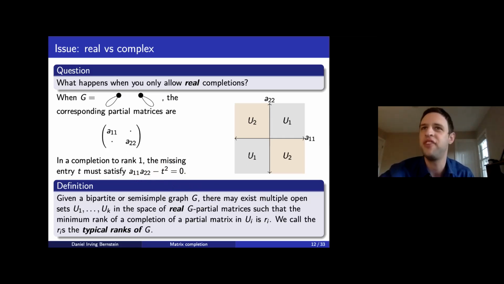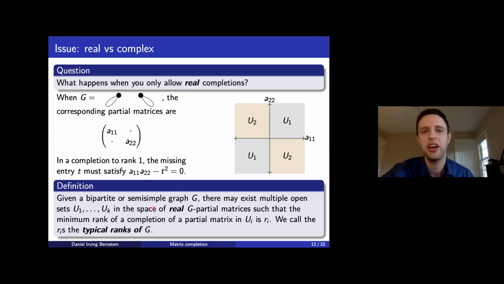So what this does is, if you look at the space of G partial matrices, this is a two-dimensional space, we can look at this in the plane. If your partial matrix lies in the set U1, which is just the union of these two quadrants, then you can complete to rank 1. But if your partial matrix happens to lie in either of these two quadrants, then you can't complete to rank 1 over the reals, and you have to complete to rank 2. And you can't make this go away with the genericity assumption because this is robust to perturbation.